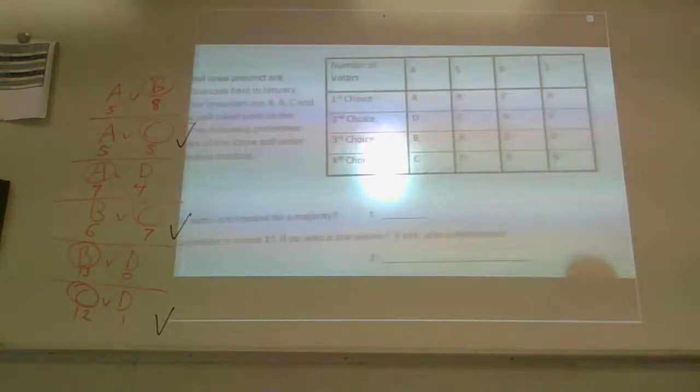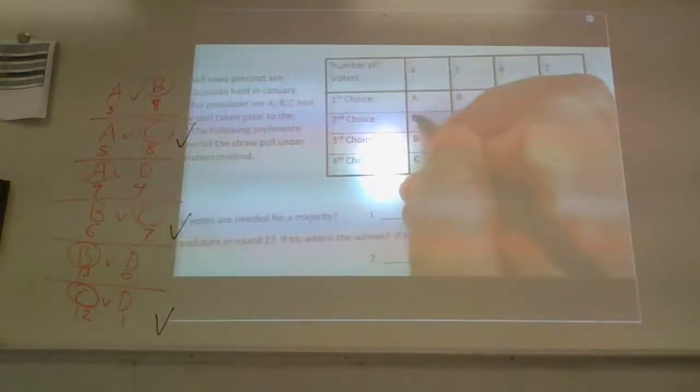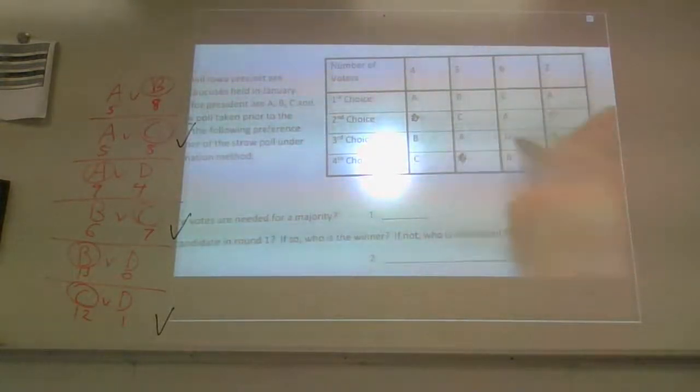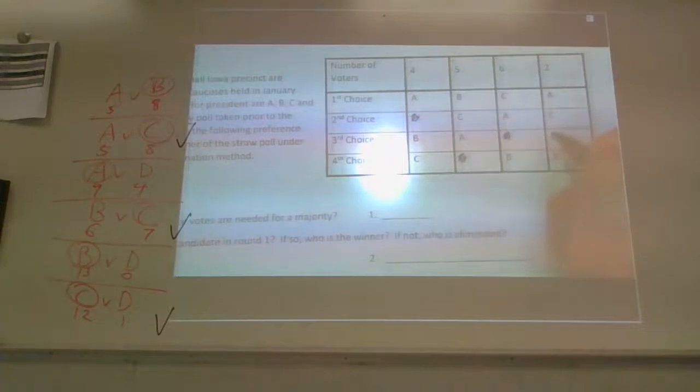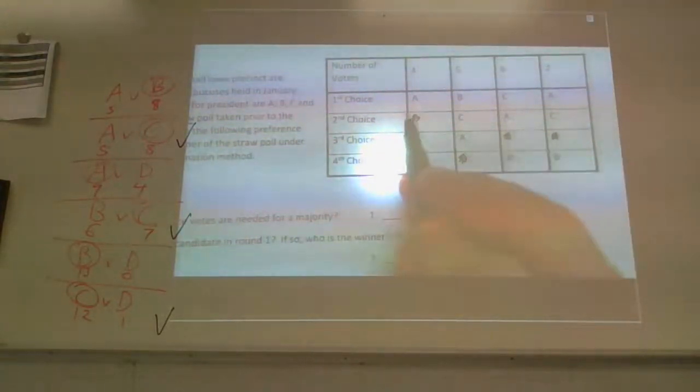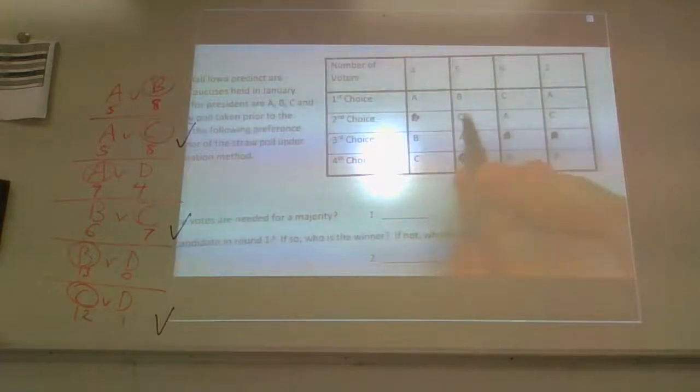Okay. D is clearly gone first. Goodbye, D. There are 17 voters. You need 8? No, you need 9. Yeah, 8 won't do it. You need 9 votes to win. So let's see where everybody's at. A is at 6. B is at 5. C is at 6.